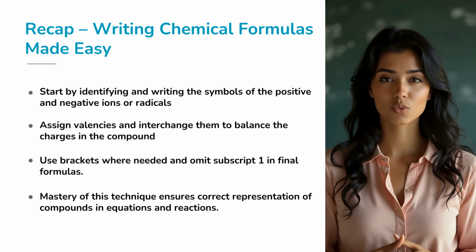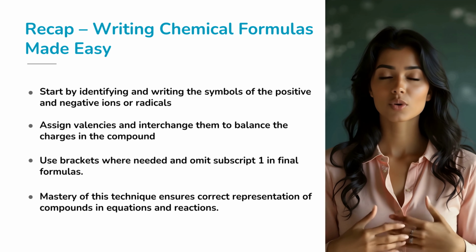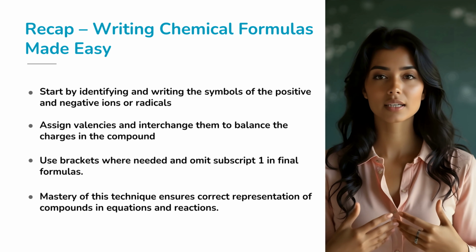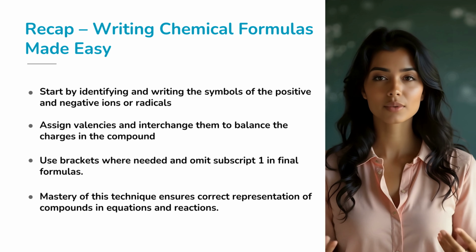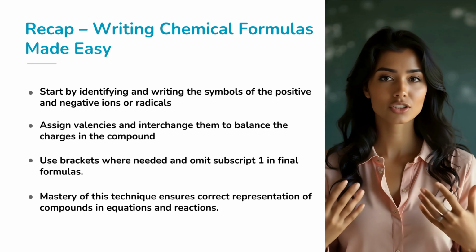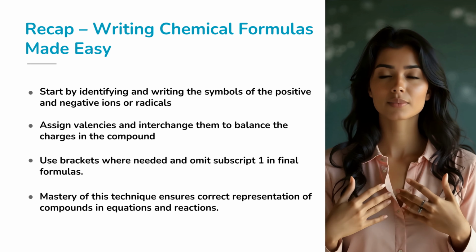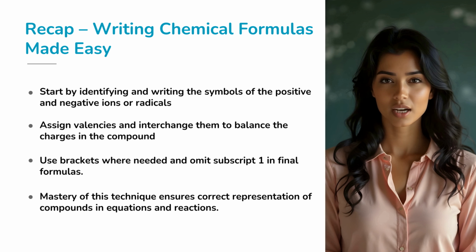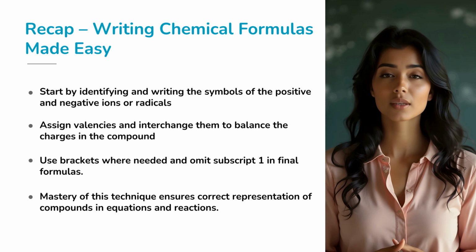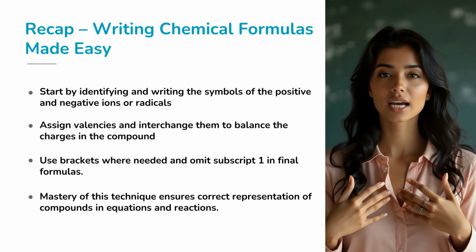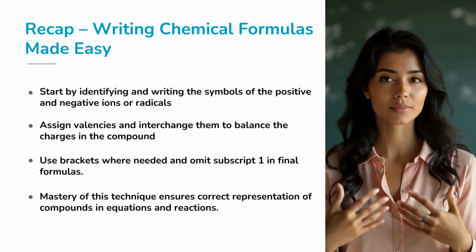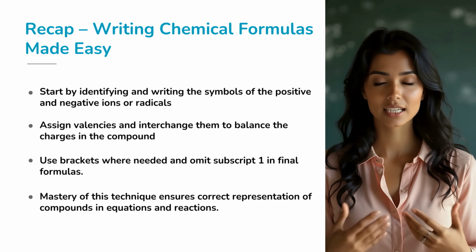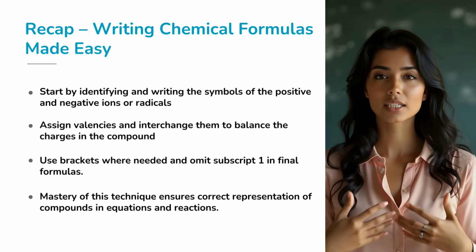Let's quickly recap what we've learned about writing chemical formulas. 1. Write the symbols, positive ion on the left, negative on the right. 2. Assign valencies using superscripts, ignoring signs. 3. Interchange valencies and reduce to the simplest whole number ratio. 4. Use brackets for repeating radicals and omit the subscript 1. Examples we covered: NaCl for sodium chloride, CaSO3 for calcium sulfite.